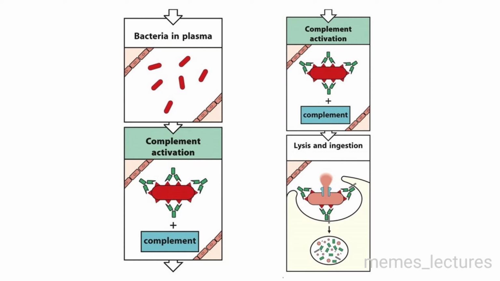More generally, complement proteins on the bacterium can be recognized by complement receptors on phagocytes. This stimulates the phagocytes to ingest and destroy the bacterium. Thus, antibodies target pathogens and their toxic products for disposal by phagocytes.